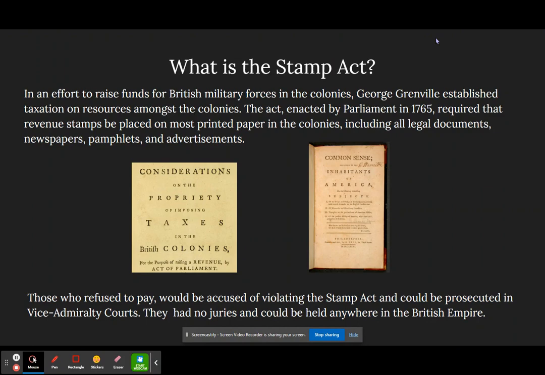First, we're going to go over what was the Stamp Act. In an effort to raise funds for British military forces in the colonies, George Grenville established taxations on resources amongst the colonies. The act enacted by Parliament in 1765 required that revenue stamps be placed on most printed paper in the colonies, including all legal documents, newspapers, pamphlets, and advertisements. And here you can see some examples of some of the papers that were published among the colonies. Those who refused to pay would be accused of violating the Stamp Act and could be prosecuted in vice admiralty courts. They had no juries, and they could be held anywhere in the British Empire.